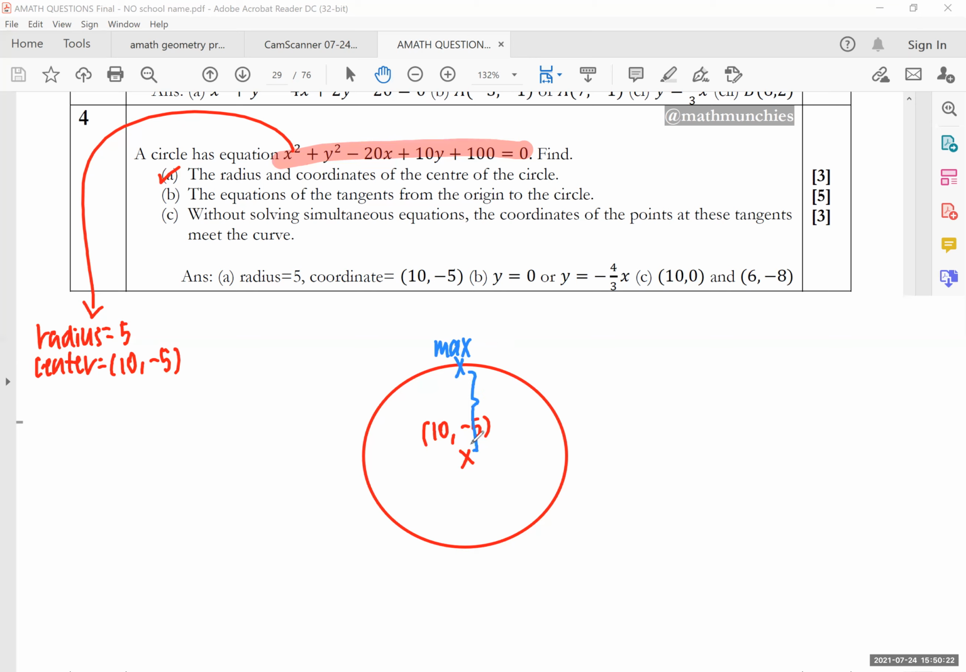Radius of 5 means will it affect the x value or the y value? Y value. It will affect the y value. Yes, which means the x value will still be the same. So it'll be 10, and then I need to add 5. So -5 plus 5 will be 0. Agree, guys? Yes. All right.